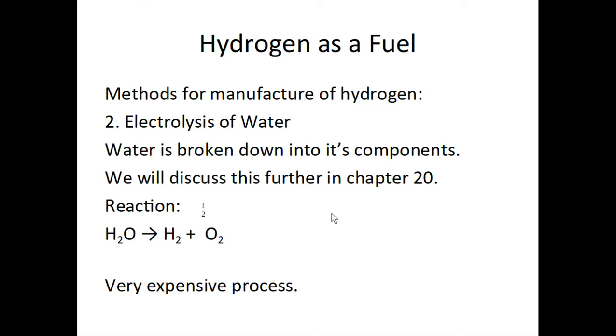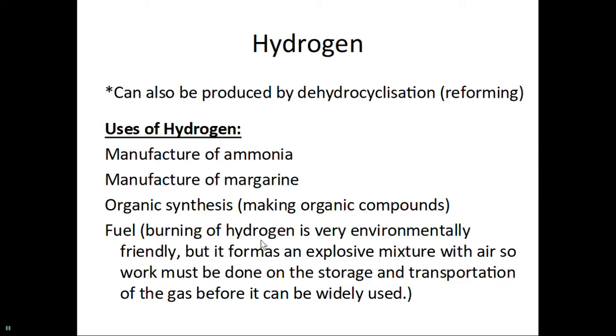Now, the upside to this is that it does give us the hydrogen we need. The con, or the downside, is that it's a very, very expensive process. It's a very expensive way of producing hydrogen because, as the name might suggest, electrolysis involves electricity. So that's why it's very expensive. So it's not very widely used.